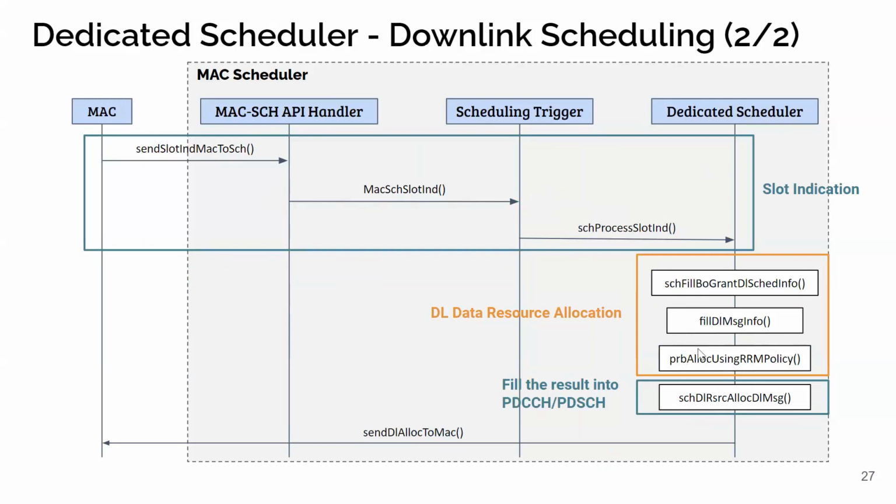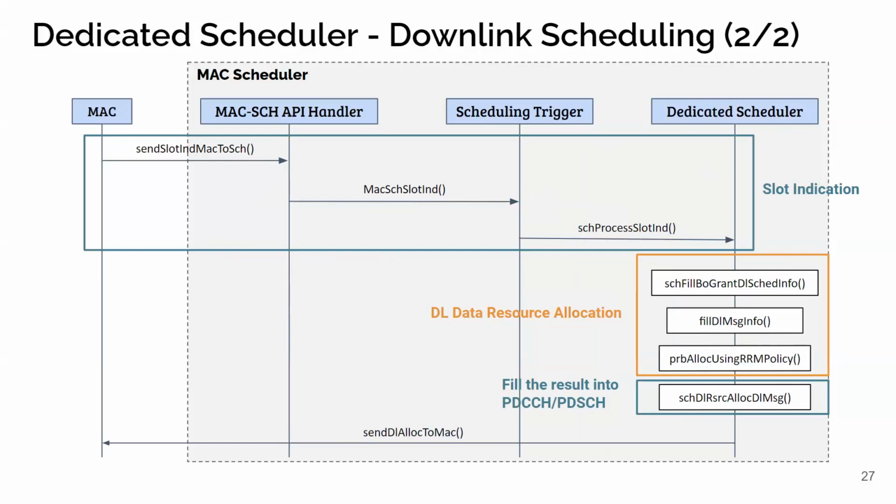Let me give a short comment. Actually, the slot indication is triggered by the physical layer. The physical layer will trigger it every one slot. The slot indication will be triggered by the physical layer ODU load, and the ODU load will use FAPI to trigger the slot indication.